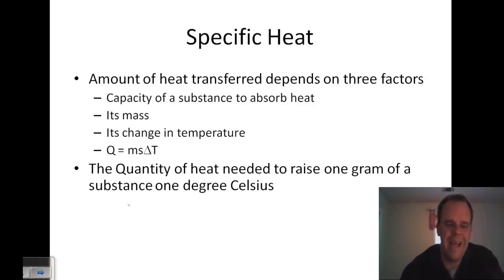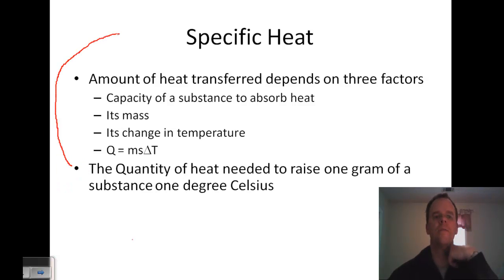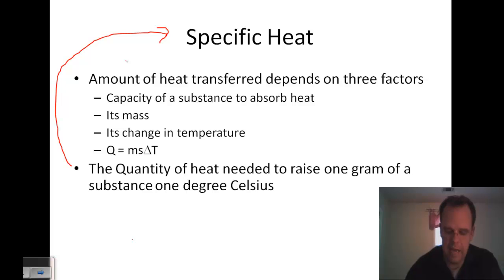So specific heat, the S, this is the definition right here. Specific heat is defined as the quantity of heat needed to raise 1 gram of a substance by 1 degree Celsius. And that is the variable S. So whenever we think of specific heat, we're looking at that variable S.